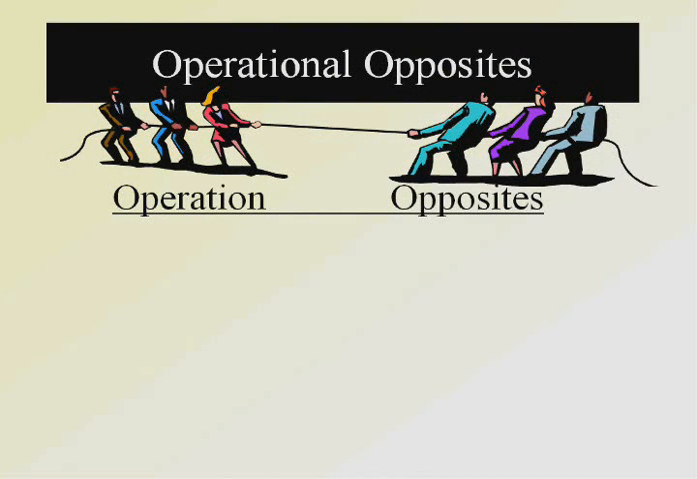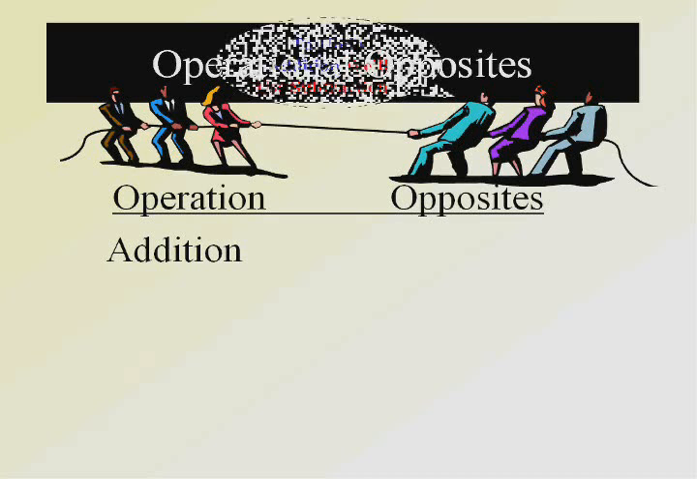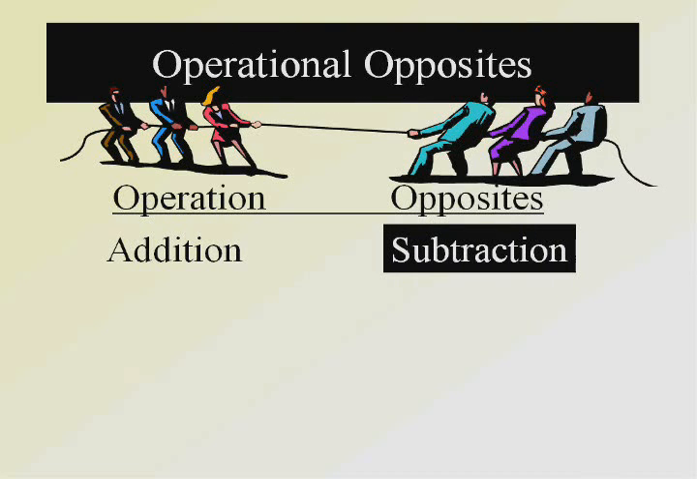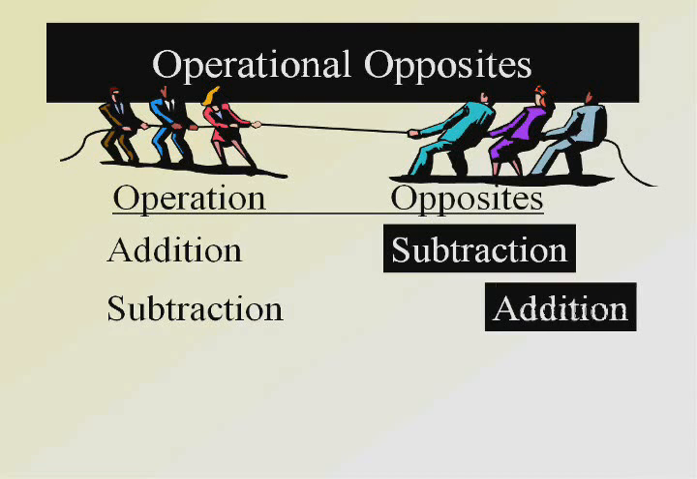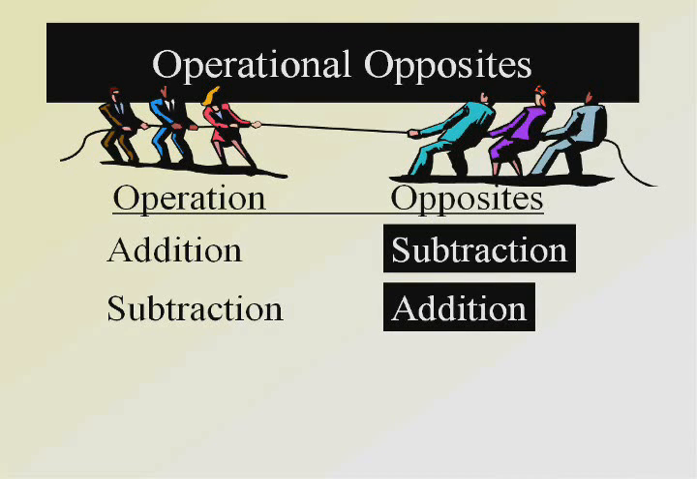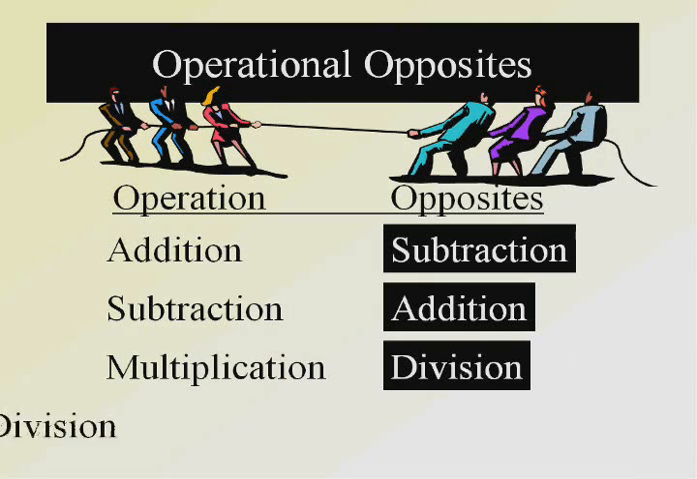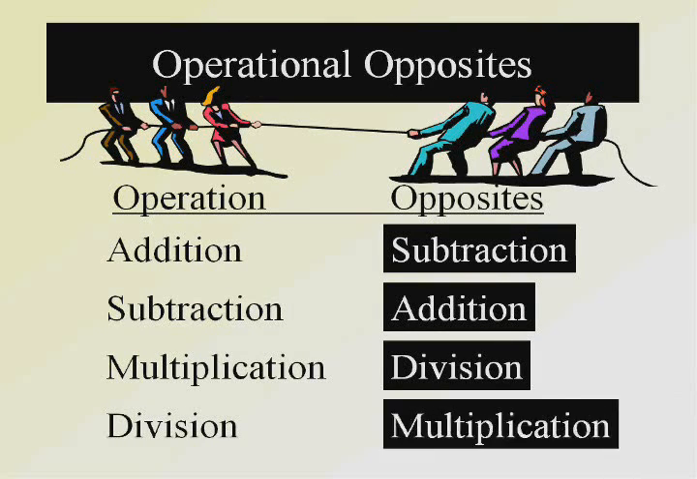Remember the various operations that we've used so far. Addition, well, its opposite. To undo addition, you'll use subtraction. And of course, to undo subtraction, you used addition. Well, what about the other two? What do you think you're going to undo multiplication with? You're right. It's going to be the opposite of multiplication, division. And division we're going to undo with multiplication.